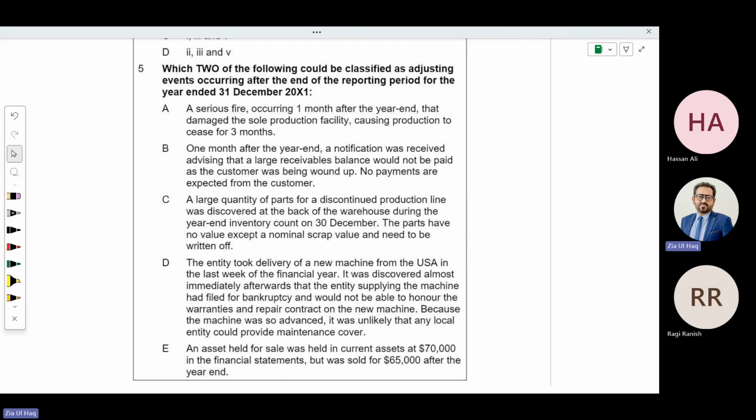adjusting, bad debts. A large quantity of parts for a discontinued production line was discovered at the back of the warehouse during the year-end inventory count on 30th December. The parts have no value except a normal scrap value and need to be written off.